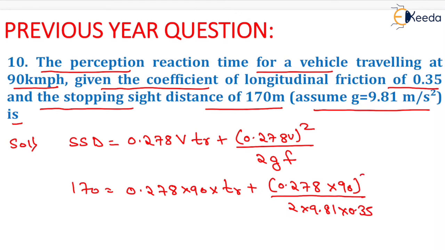After solving this, we will have the reaction time equal to 3.15 seconds. That will be the perception reaction time for a vehicle travelling at 90 km per hour. That is all about this numerical. Thank you very much, students.